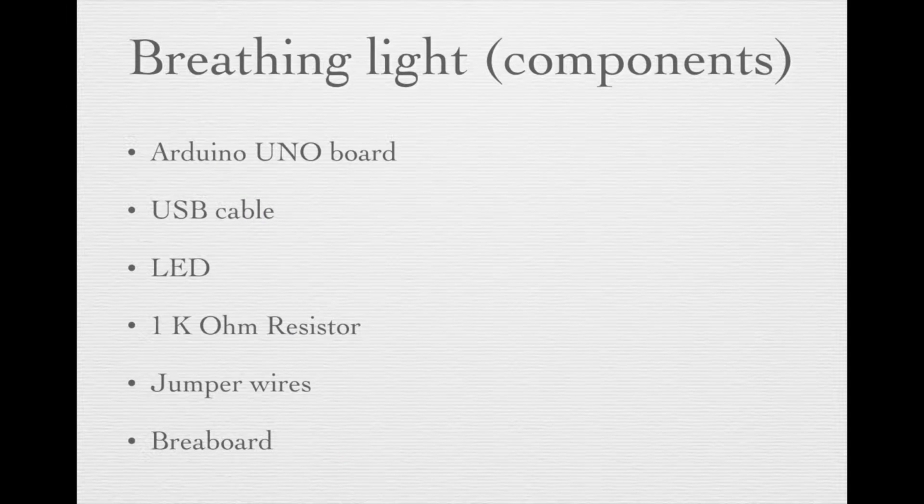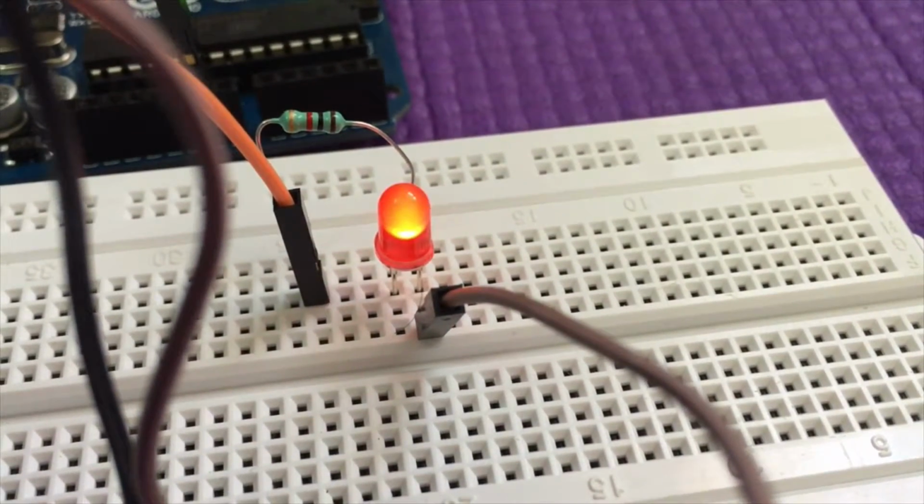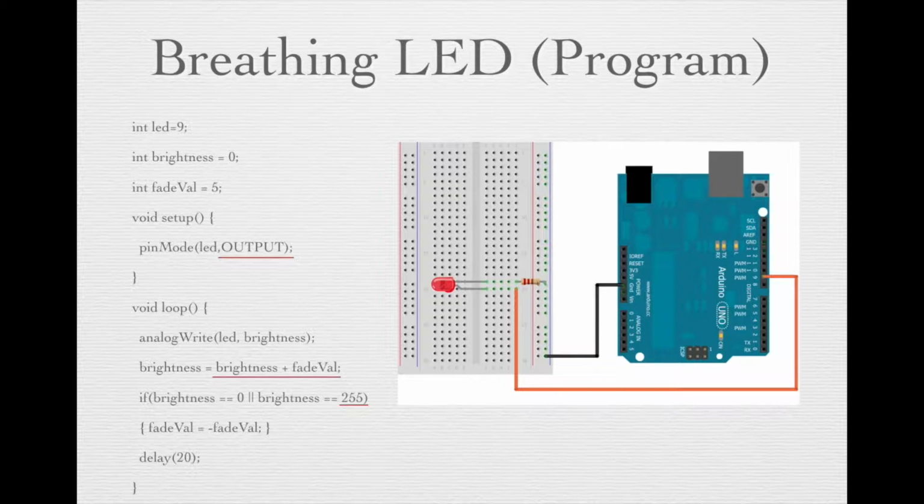Okay, so now let us do a simple project, which is the breathing light, in which the light slowly fades on, becomes bright, and slowly fades off, which looks like breathing. For this, we require the following components: Arduino UNO board, USB cable, LED, 1 kilo ohm resistor, jumper wires, and a breadboard. Before going into the program, just take a look at the output of this simple project.